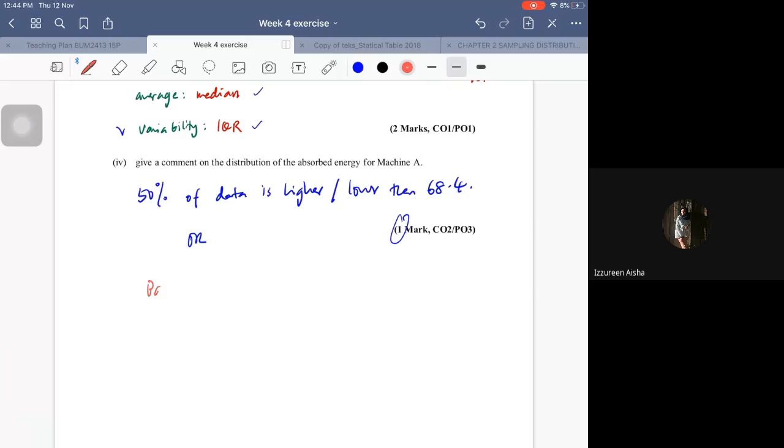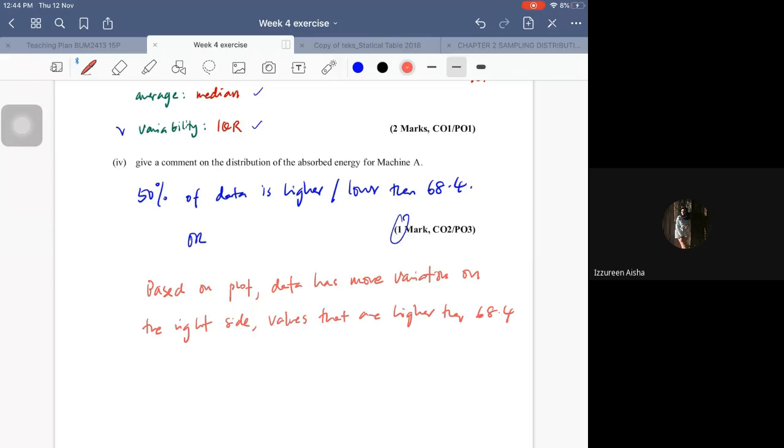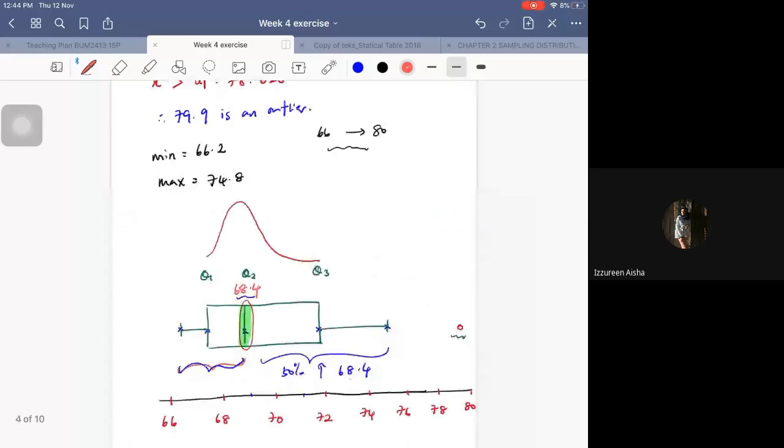So based on the plot, the data has more variation on the right side. So what are actually the values on the right side? The right side are values that are higher than 68.4. So that is my upper 50%. So this one is more variable and it is a value that is greater than 68.4. So that is going to be another way that you can interpret.